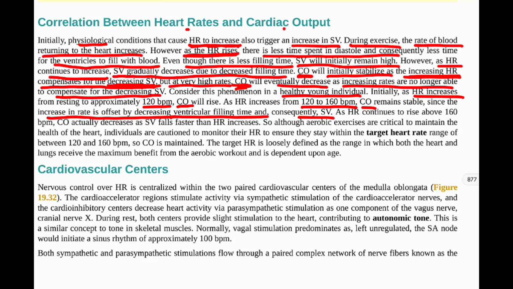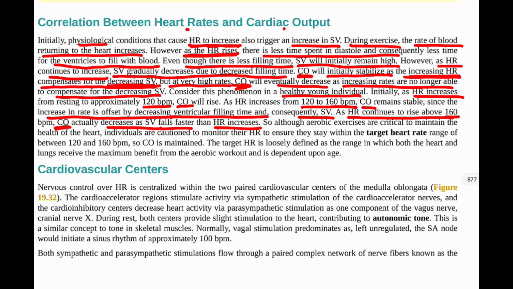So even though it's beating really, really fast, we're getting enough blood in there to pump out, and it averages out for that minute. Then as the heart rate continues to rise above 160, the cardiac output actually decreases as the stroke volume falls faster than the heart rate increases. Okay, so now we're just not getting enough time to fill it up with blood, no matter how many times the heart beats to compensate for it.